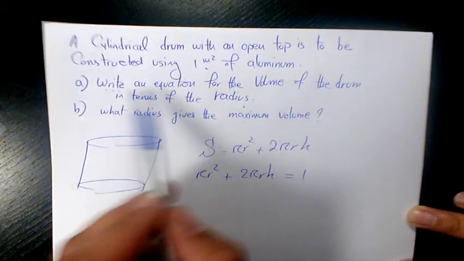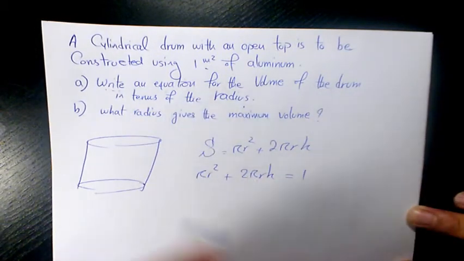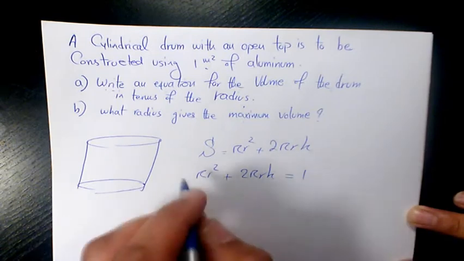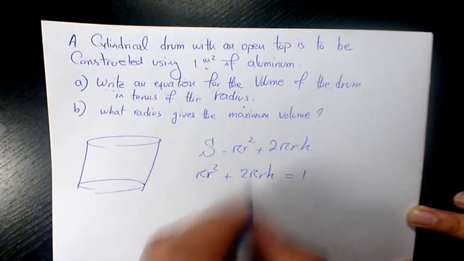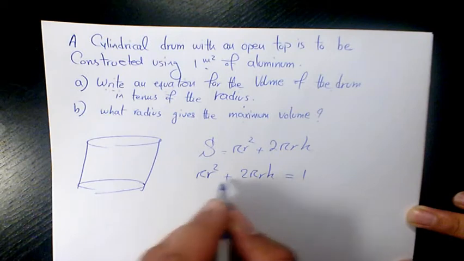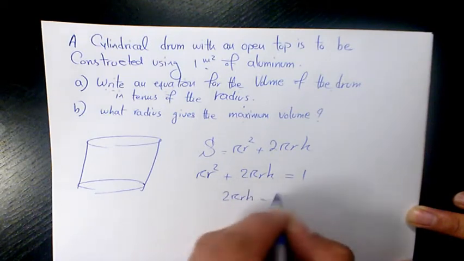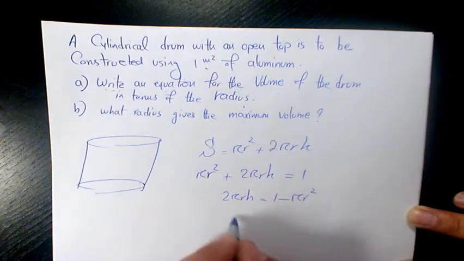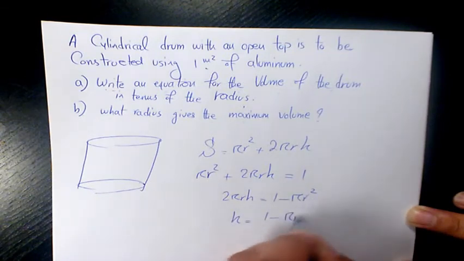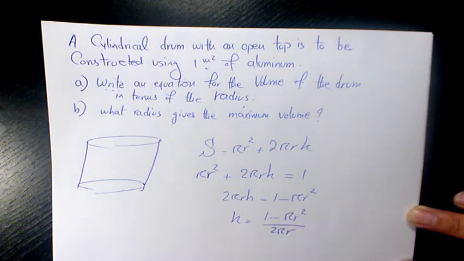It says write an equation for the volume of the drum in terms of radius. So we can say 2 pi r h equals 1 minus pi r squared. h will be 1 minus pi r squared divided by 2 pi r.